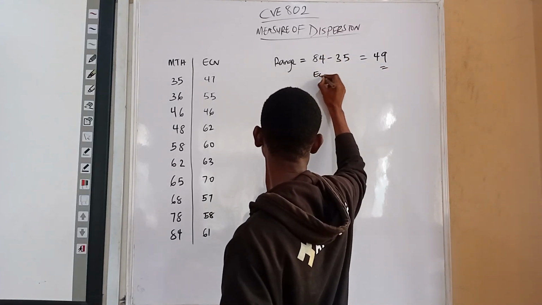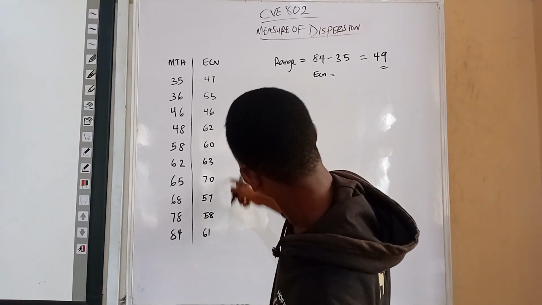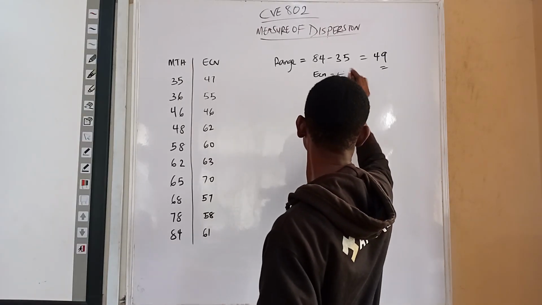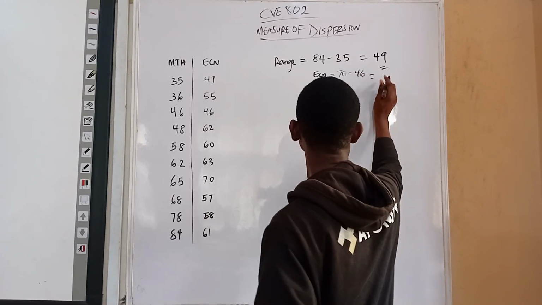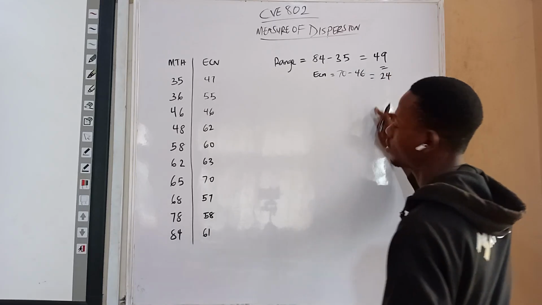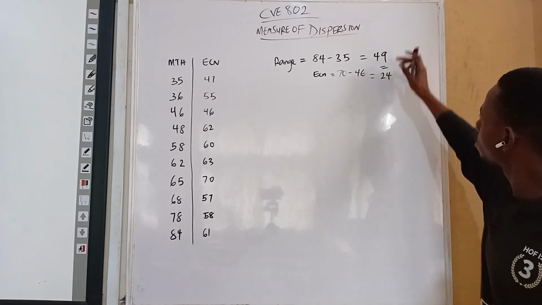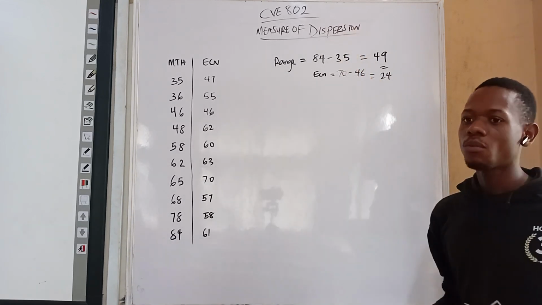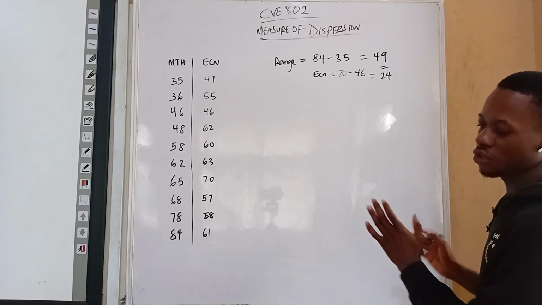But for economics, the lowest number is 46 and the highest number is 70. That's 70 minus 46, so that gives us a range of 24. From here, you can see that the mathematics scores are more spread than the economics scores using the method of range.